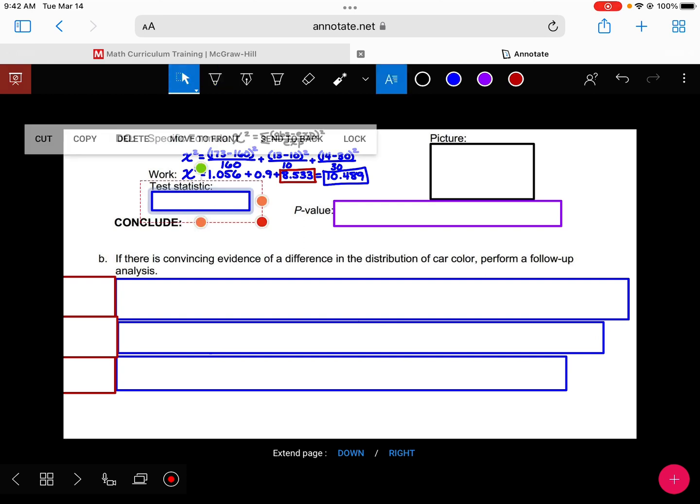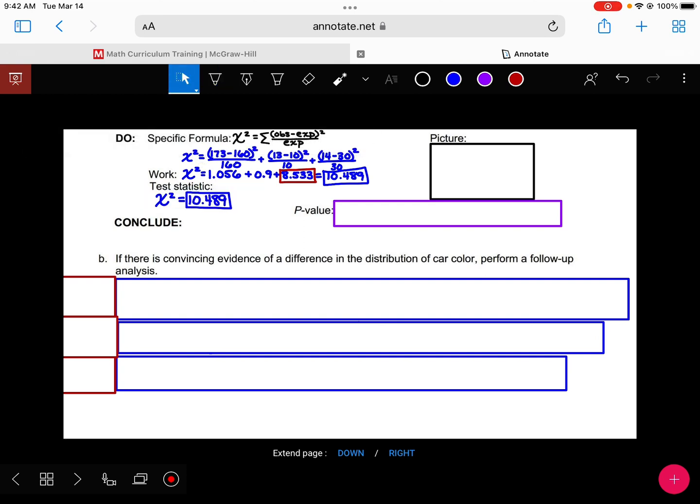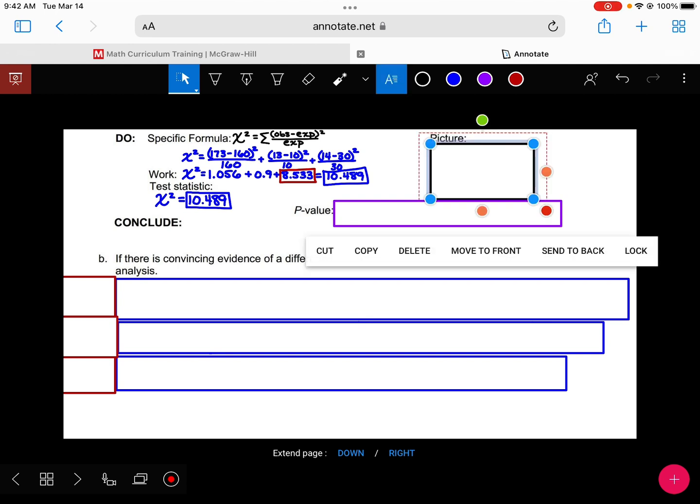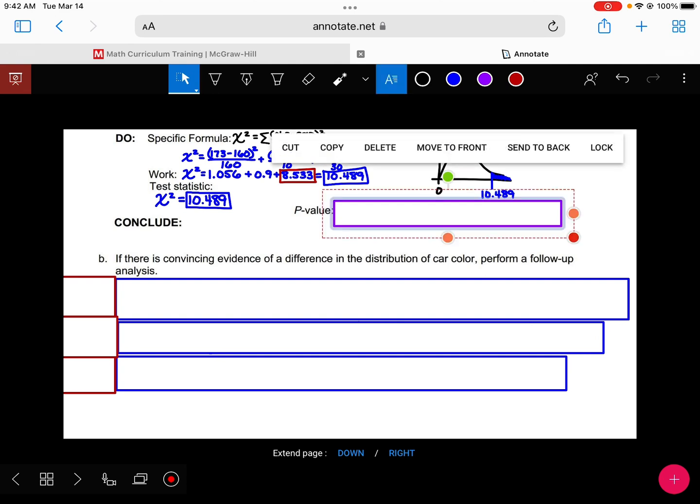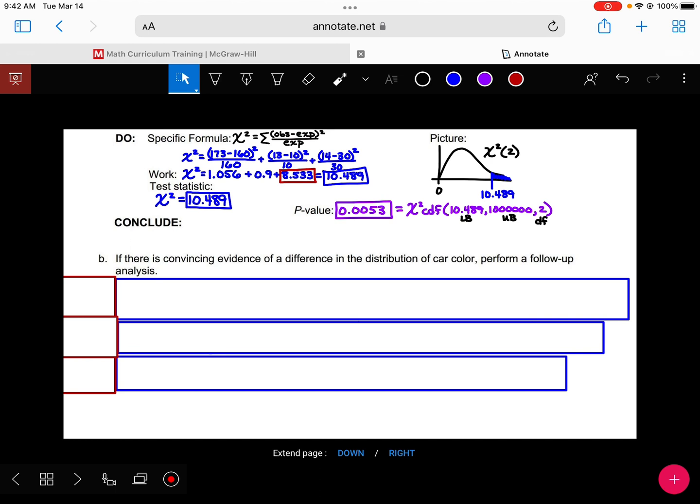So again, test statistic, 10.489. What's our degrees of freedom this time? 2. We had 3 categories, so we have 2 degrees of freedom. So my picture looks like this. Starts at 0. This is the only one that starts at 0. Chi-square, 2 degrees of freedom, 10.489 is my test statistic. My p-value was 0.0053.